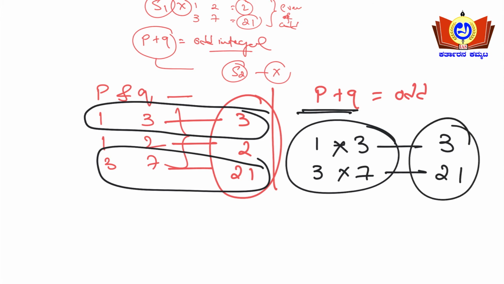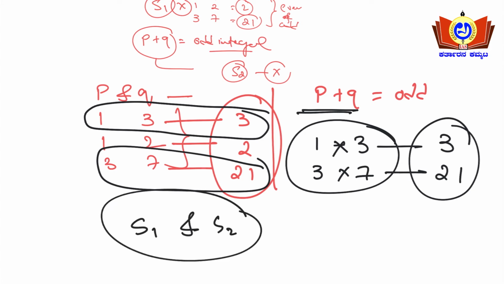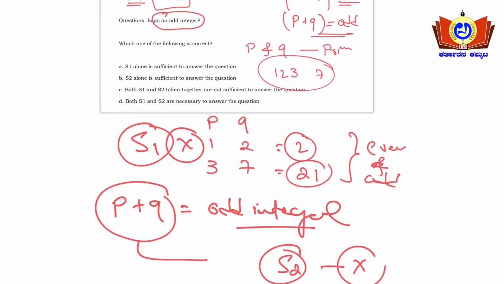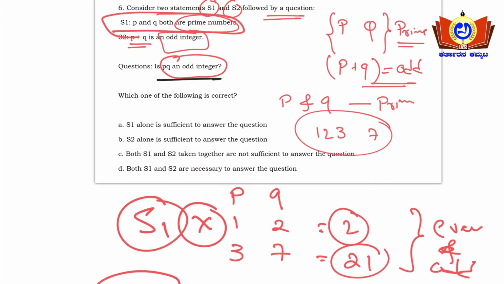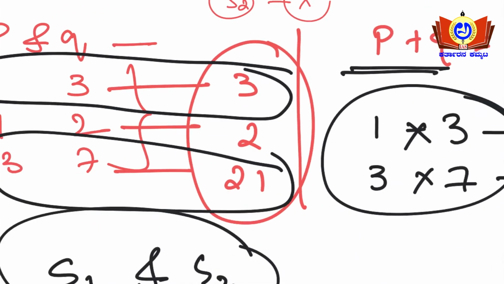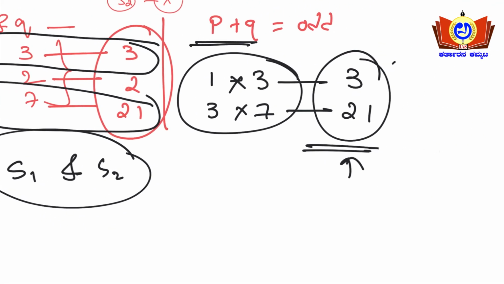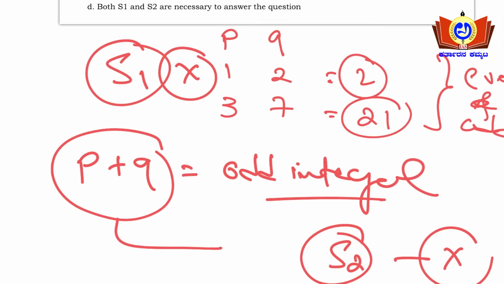Hence when we club both the statements, statement 1 and statement 2, we can tell that the resultant will be odd here. The question reads: is pq an odd integer? Pq means p into q. Yes, p into q is an odd integer. When we club both statement 1 and statement 2, only then will we get that p into q is an odd integer, my dear friends. Hence option D will be the right answer here.